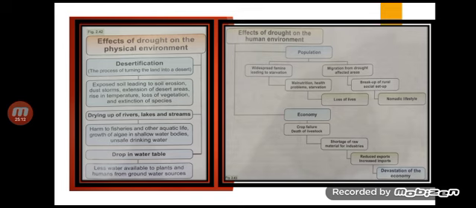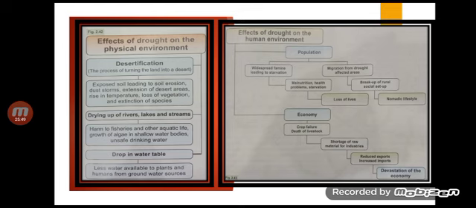So the drought has many different effects on the environment and on human population as well. It can increase desertification. It can turn the land into a desert. It can also result in the drying up of rivers and lakes and streams that can cause harm to fisheries and aquatic life. It can also drop the water table. The groundwater can also drop. Like if previously water was available at 30 feet, now you have to dig more than that. You have to dig 100 feet to get to the water.